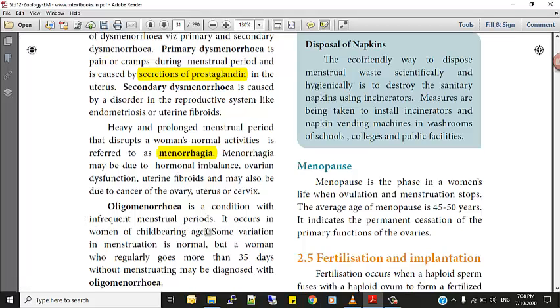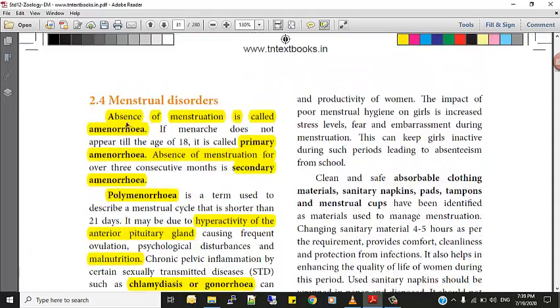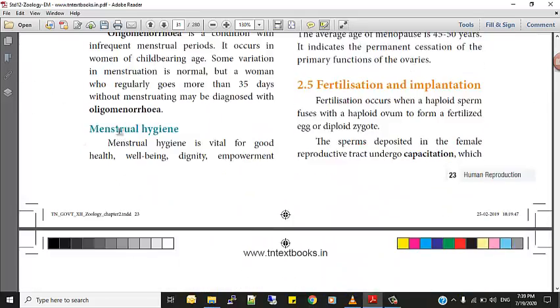So there is no menstrual flow, and the cycle is normally 28 days. Five plus and five minus can be normal, but if the menstrual flow is not regular for more than 35 days, then the condition is called oligomenorrhea. These are all the disorders of menstruation.